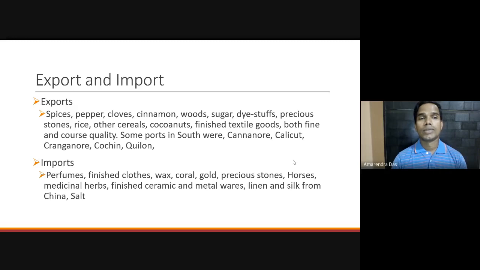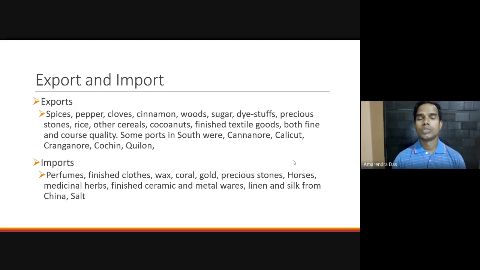So what commodities were exported from India? You see spices: we had pepper, cloves, cinnamon, and then wood, sugar, dyestuffs, precious stones, rice, other cereals, coconuts, and finished textile goods, both fine and coarse quality, and then some ports in.